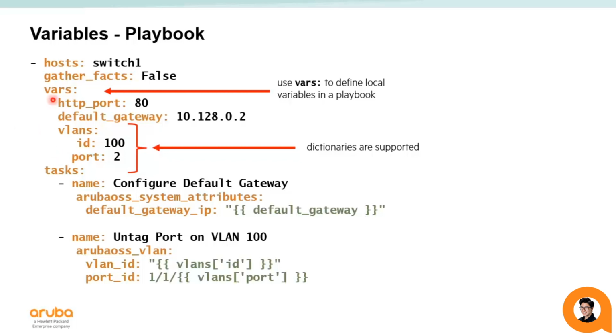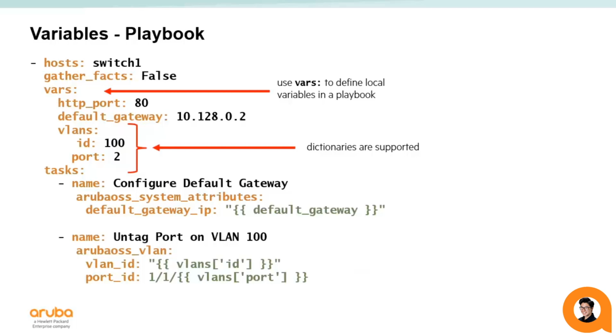In Ansible, you don't have to specify whether a variable is a string or an integer. YAML will handle all that for you. In this example, we have the variables HTTP port, default gateway, and VLANs: an integer, a string, and a dictionary with keys ID and port.